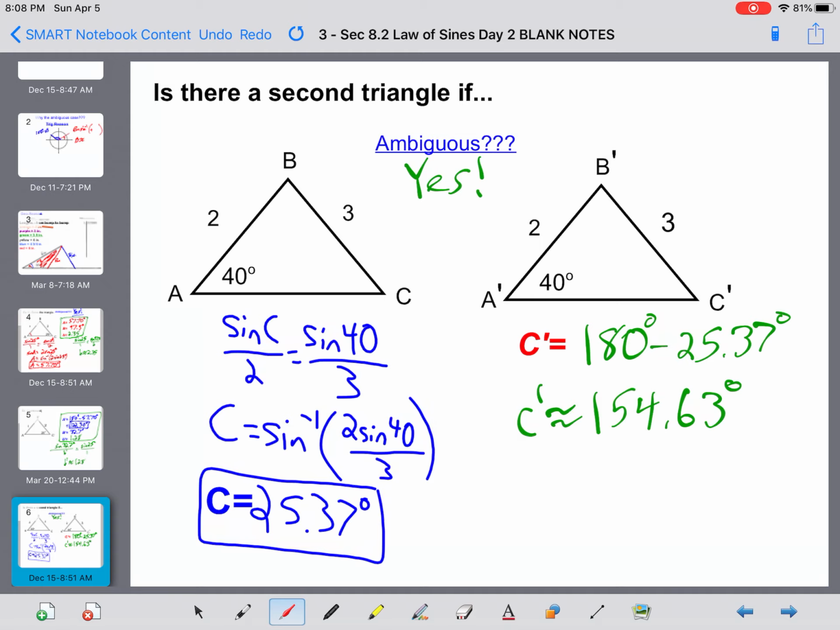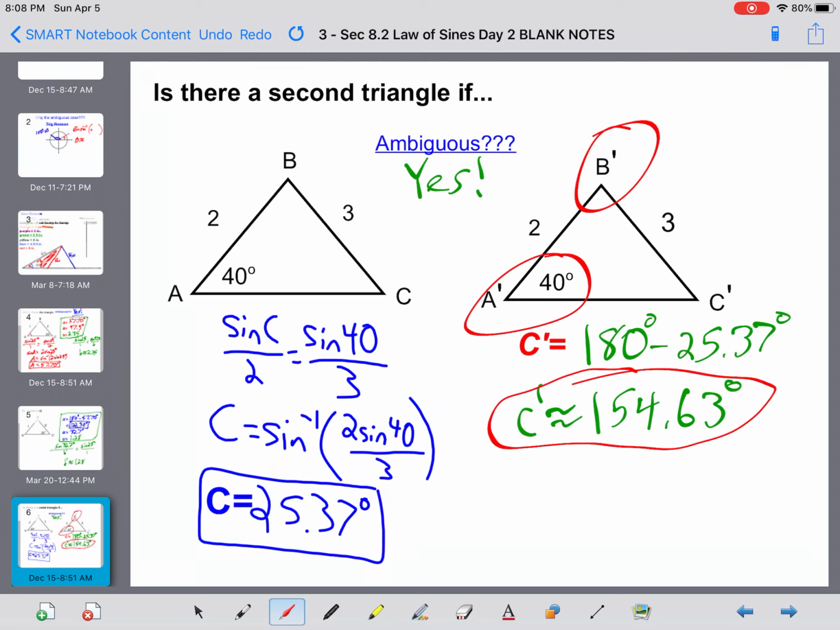All right. So, what do you see? Look at the second triangle, the one with primes on them. I just said that C prime was 154 degrees. That's the only other option coming from the 25.37. That's not wrong. My problem is this. Look at what A prime is. Those two angles already add up to more than 180 degrees. It is impossible to have B prime. That means this triangle does not exist. It's impossible, right? This one's out. So that is a case of only one triangle working.